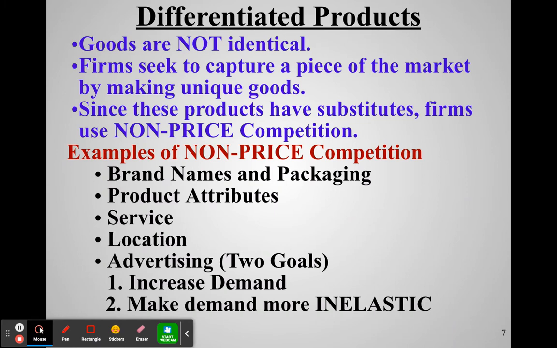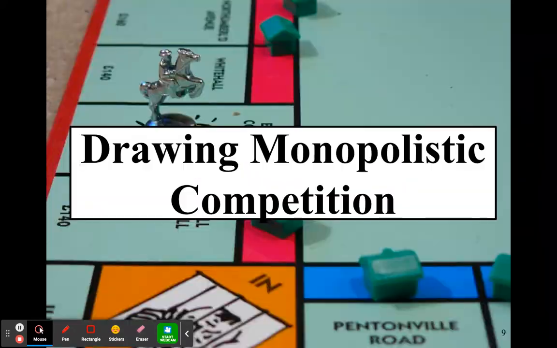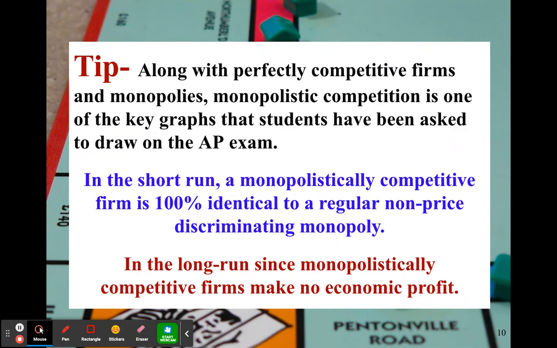The packaging can be different. The attributes, whether it's antibacterial or not, advertising, all of that affects these differentiated products that are in monopolistic competition. And there's a great visual for you. All right, so let's look at it for drawing.